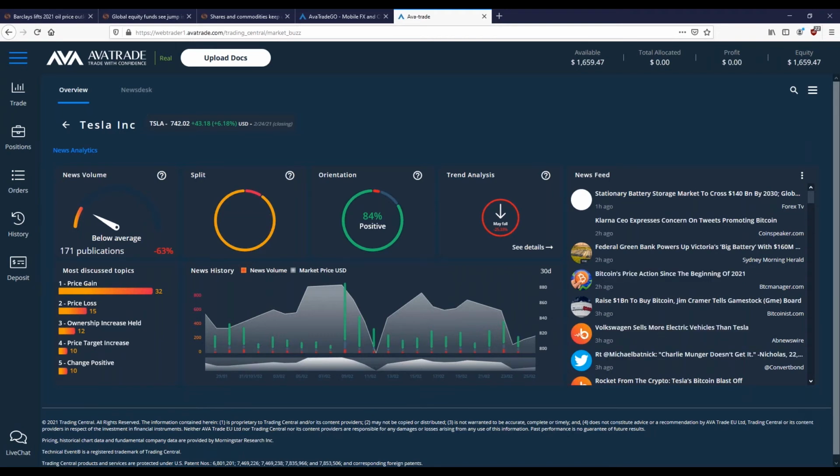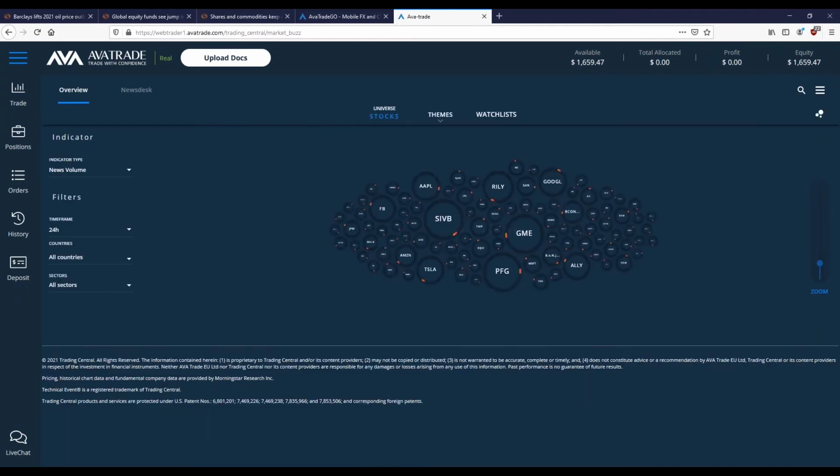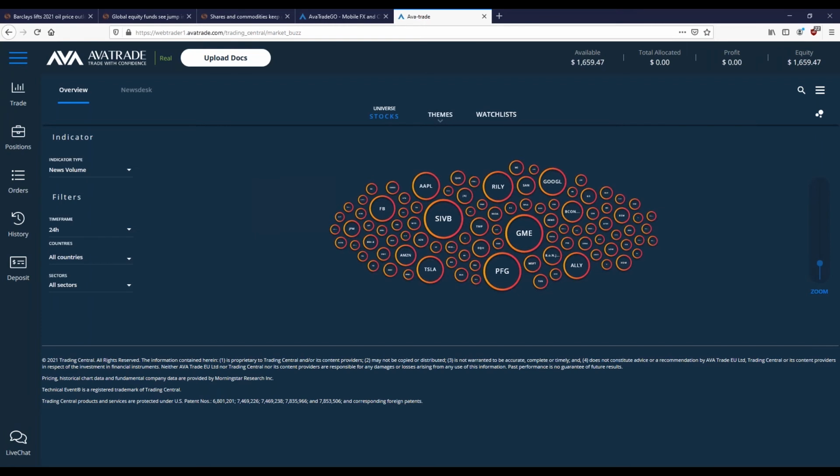So you can start to become an expert on specific instruments just using what we have going on this platform in terms of fundamental news.